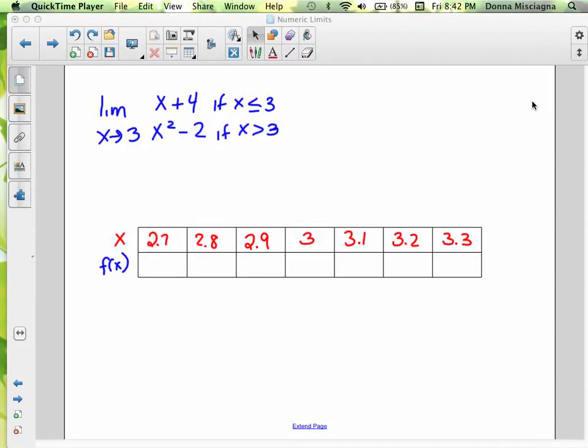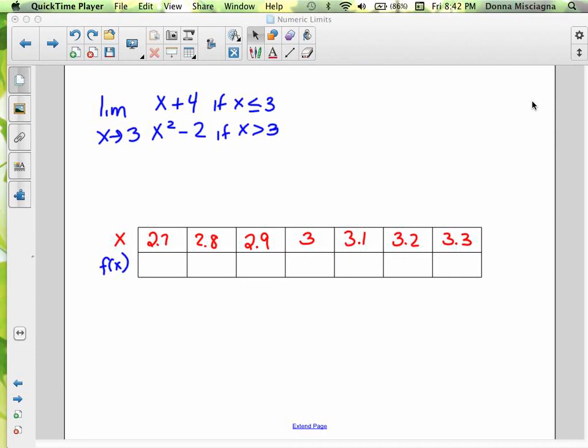Welcome back. In this portion of the lesson, we're going to look at a couple piecewise functions. All right, so here we have the limit of x plus 4 if x is less than or equal to 3, x squared minus 2 if x is greater than 3, as x approaches 3. And so we're going to do a table of values so we can look at what happens on the left and right hand sides.